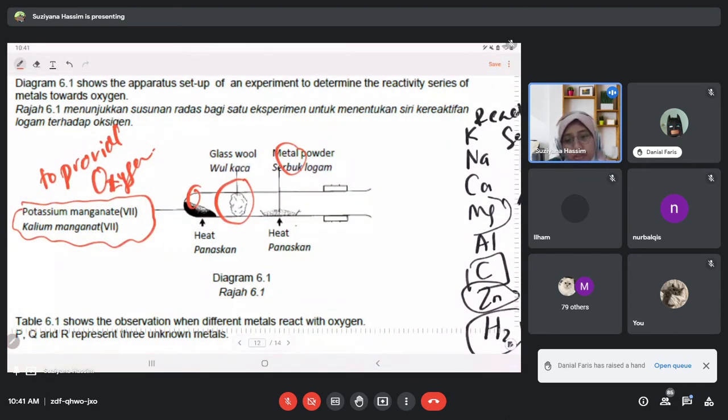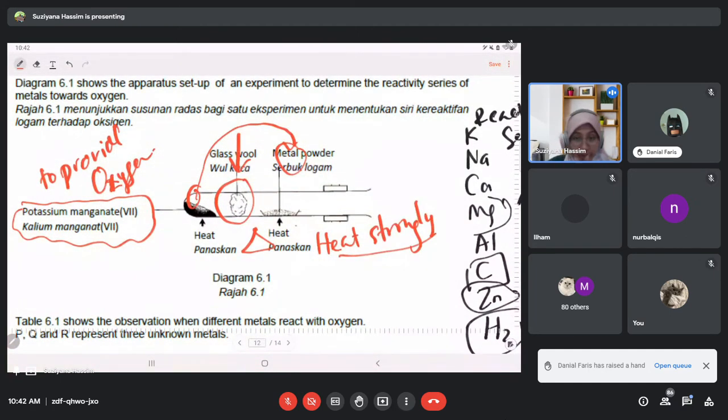What happens if we mix them together and start heating? An explosion may occur. So you have to use this. If you are not using it, the potassium manganate(VII) mixes with the metal powder and when you start heating, boom, an explosion may occur. This is the purpose of the glass wool. The potassium manganate(VII) you must heat strongly. The key point is to heat strongly. The metal powder goes here, and don't forget to clamp here.